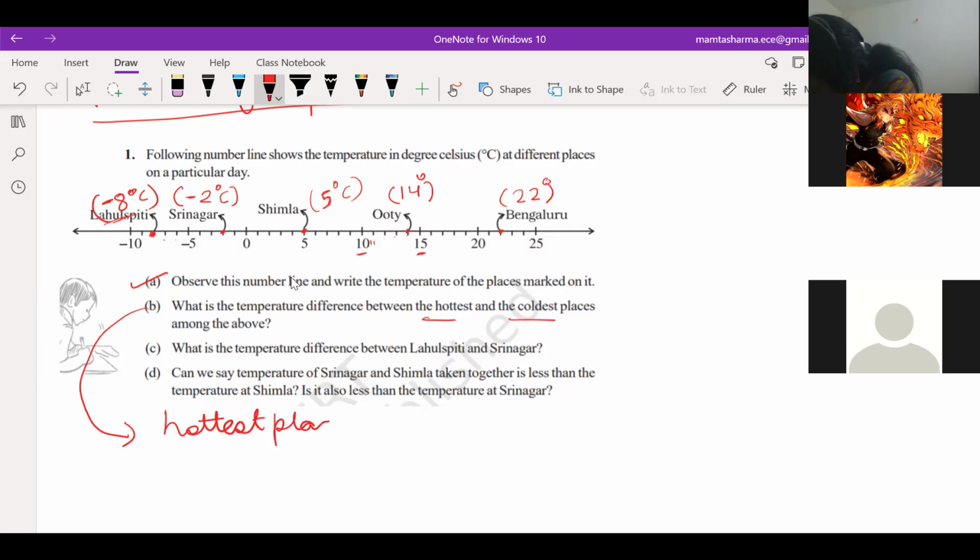The hottest place is Bangalore, at 22 degrees. Why Bangalore? Because its temperature is high among all the cities. That's why Bangalore is the hottest place.